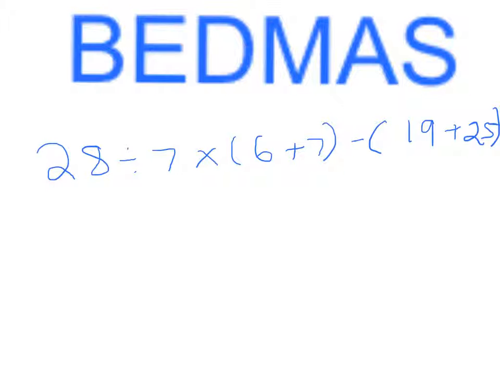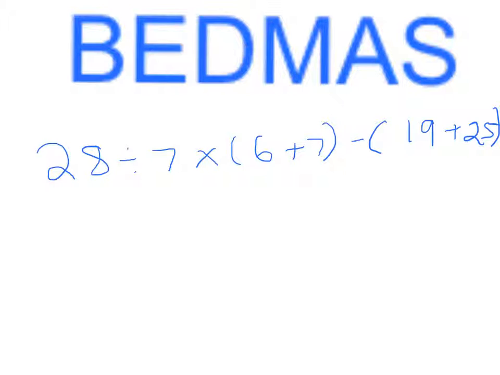So you're going to look for order of operations. So what do I have to do first? Is there any brackets? Brackets, brackets, brackets, boom. I've got 6 plus 7 in brackets, and I've got 19 plus 25 in brackets. I'm going to do it all in one step. I should do this one first because it's always left to right, but I think I'll do this one, and then I'll actually do this one all in the same line.